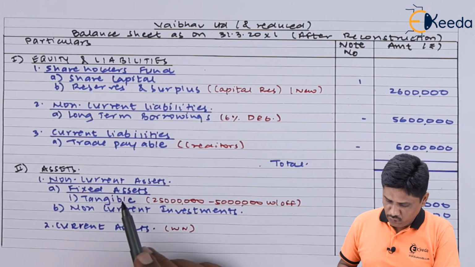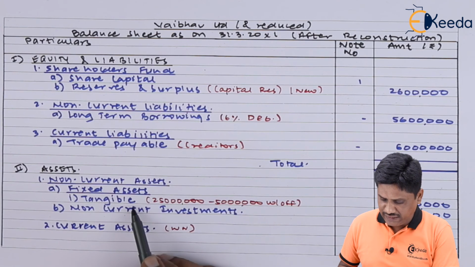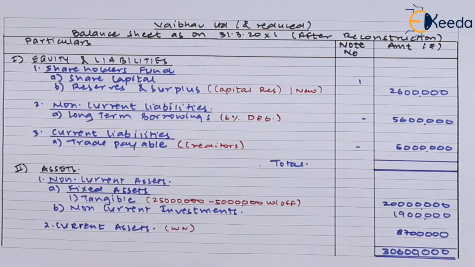On the asset side, we have non-current assets. Under non-current assets, we have fixed assets. Under fixed assets, we have tangible fixed assets, which were originally 2 crore 50 lakhs, of which 50 lakh was written off. So in the balance sheet, the continued amount is 2 crore. Non-current investments were revalued at market value, and the amount is 19 lakhs. This entry also you can notice in our journal. Current assets are revised at rupees 87 lakh, for which we already understood one working note.